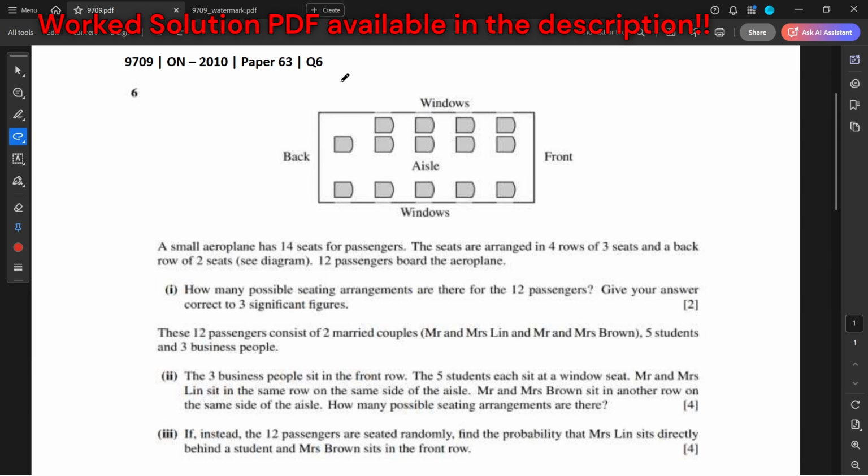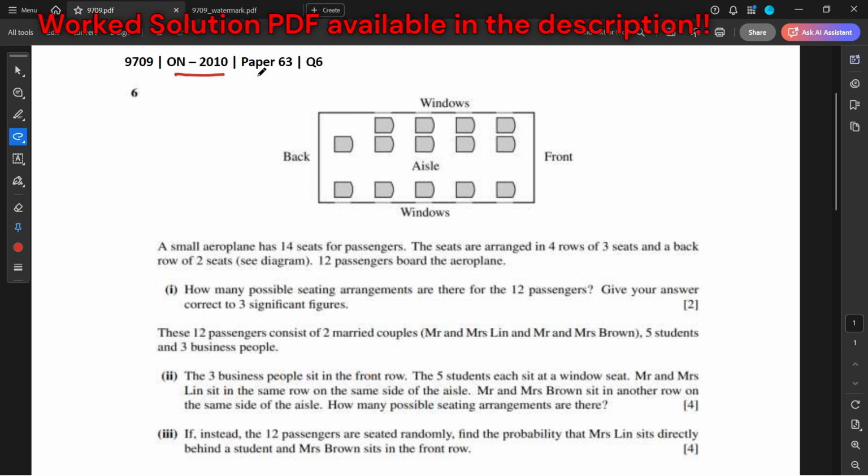Hi everyone, in this video I'm going to show you how you can solve this cute question on permutations and combinations, which was submitted by one of the anonymous users from our YouTube community. And this question is coming from the October-November 2010 series of the Cambridge A-level mathematics examination.